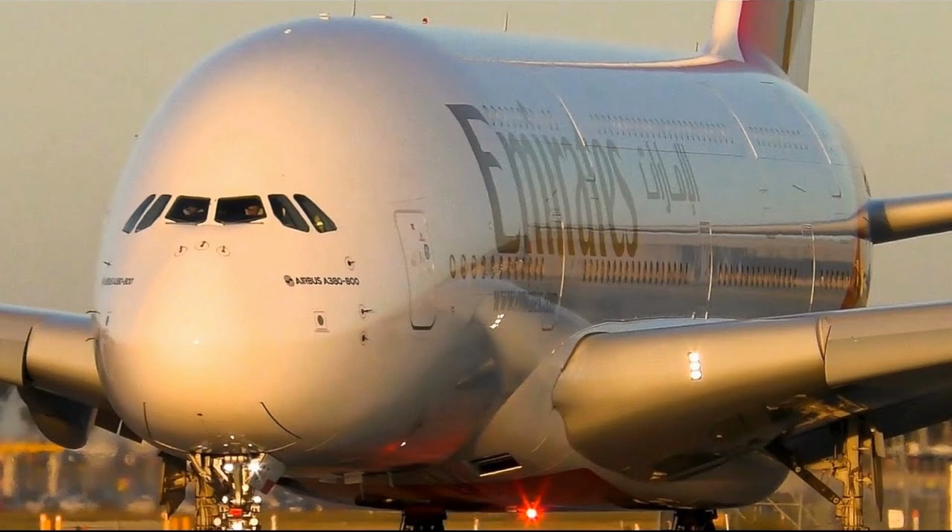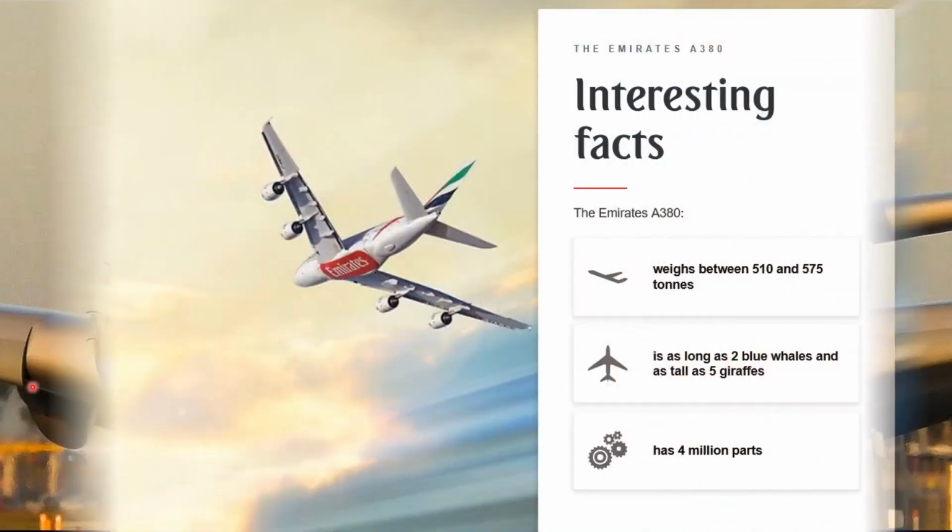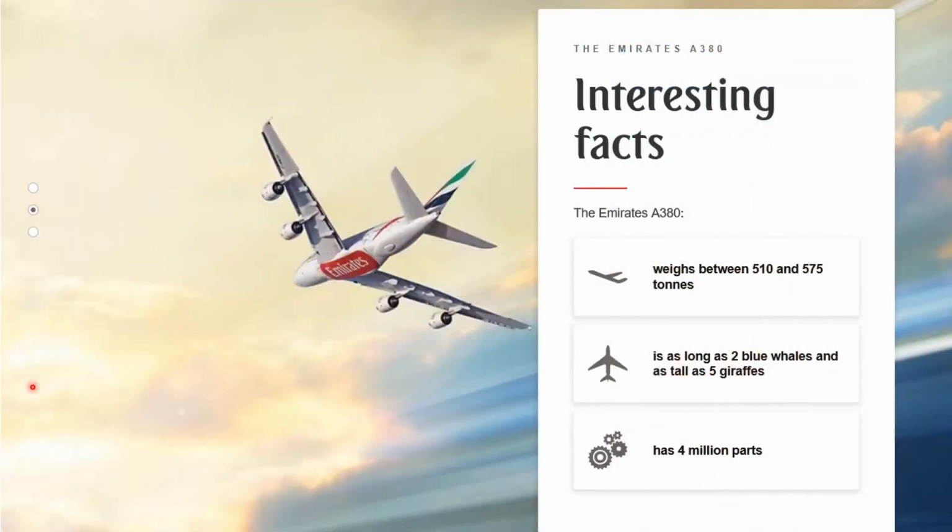What is this flight? It looks very gigantic, right? This is the Emirates Airbus A380-800. And you can see the cockpit is very small. The interesting data about the Emirates A380 is that it weighs around 510 to 575 tons. My goodness! My weight is around 100 kg, so it's like having nearly 500 to 1000 people of my weight inside this flight.